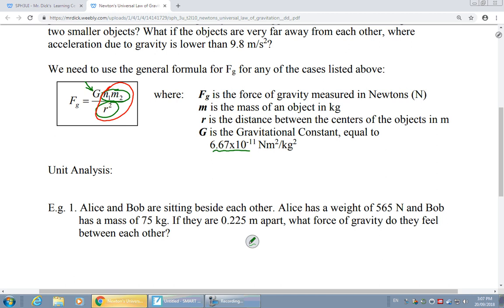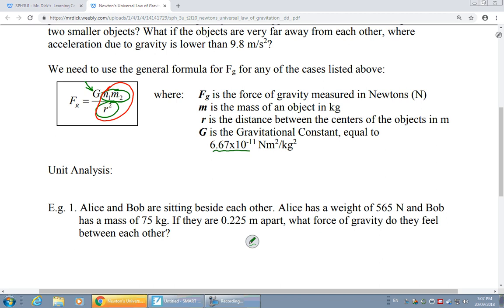And that's part of the reason why average size objects experience very tiny amounts of gravitational force between one another. It's only when we have a very large object, like I said, a planet, that we really notice these gravitational effects acting on larger sized objects.